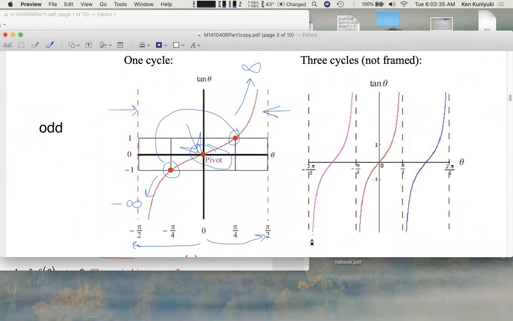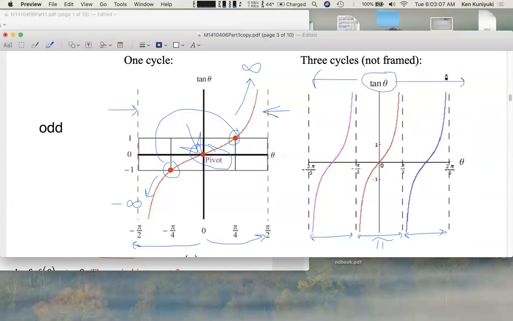Again, the period for y equals tangent of theta is not 2 pi like before, it's only pi. The period is pi. The width of each cycle is pi units. Remember, the period is the width of a cycle, the thinnest piece of wallpaper, such that when you repeat it infinitely far in both directions, gives you the result of the entire graph for y equals tangent of theta in this case.